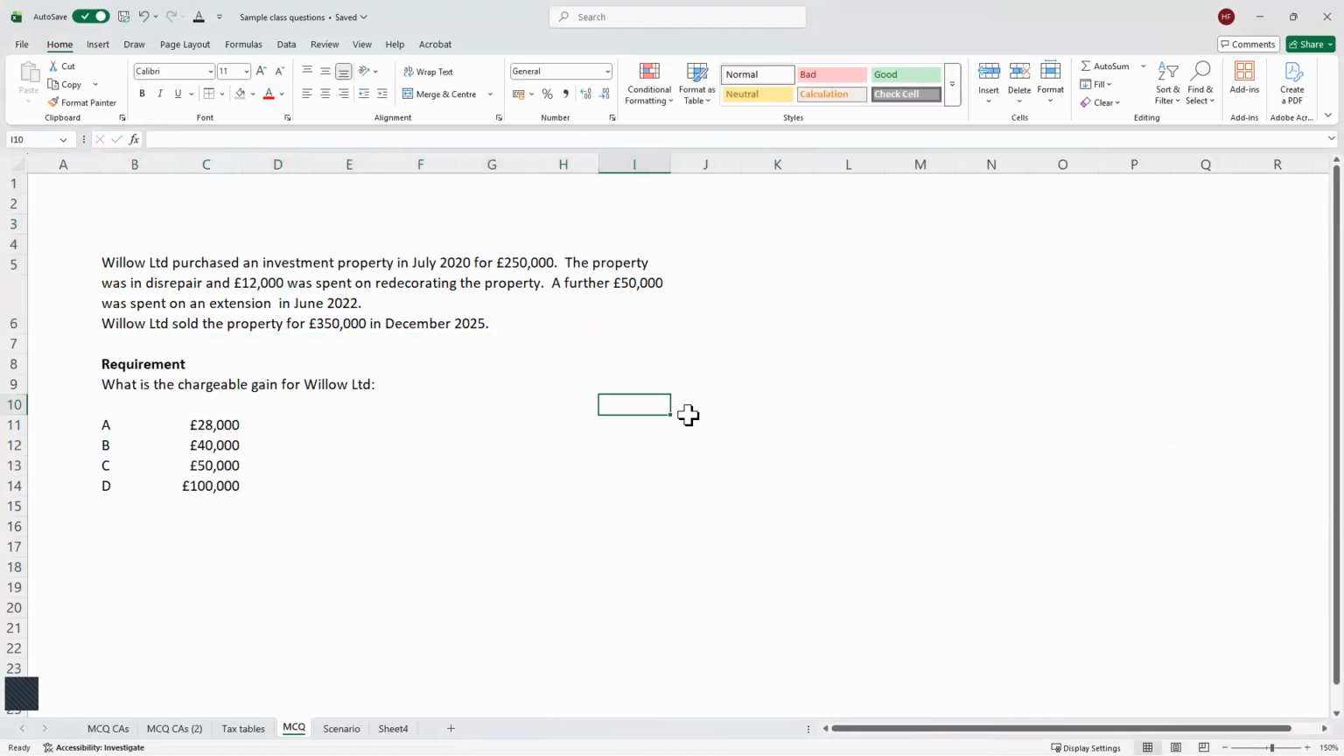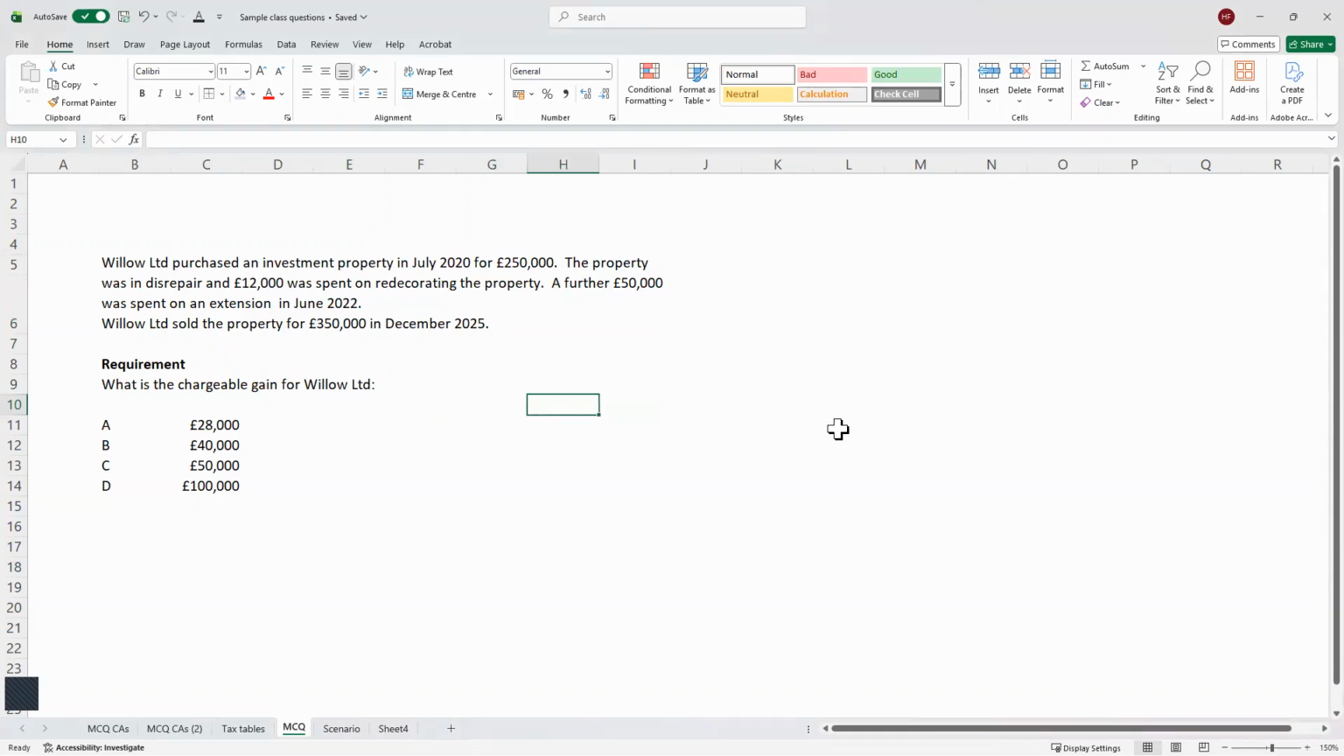Let's now look at a question, and with all the questions we should always read the requirement first. Requirement: what is the chargeable gain for Willow Limited? Willow Limited purchased an investment property in July 2020 for £250,000. The property was in disrepair and £12,000 was spent on redecorating the property. A further £50,000 was spent on an extension in June 2022. Willow sold the property for £350,000 in December 2025.